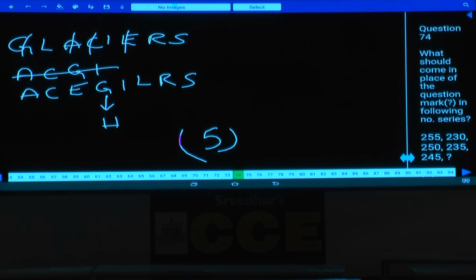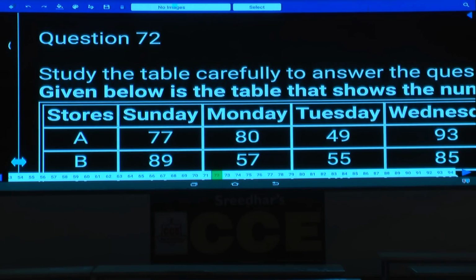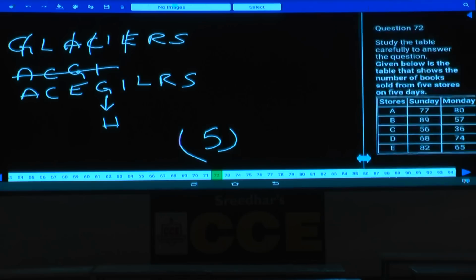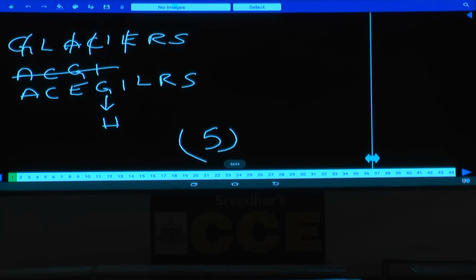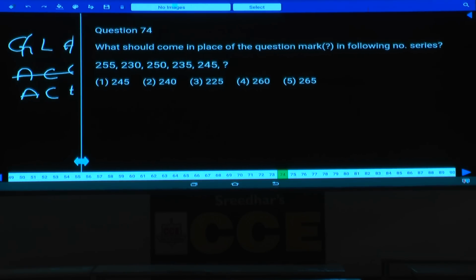Number series question number 74 to 78. Now question number 74: 255, 230, 250 and so on. 255, 232 and so on. Tell me what is the answer here?